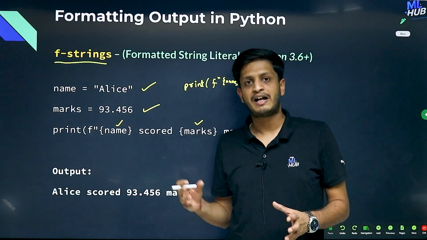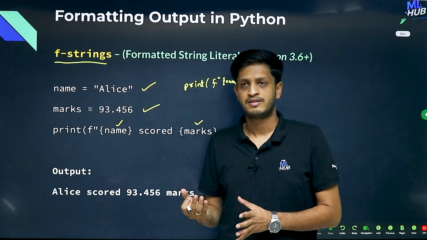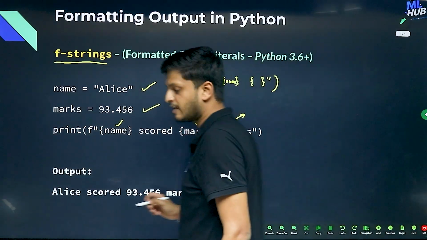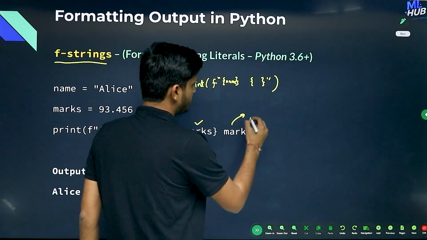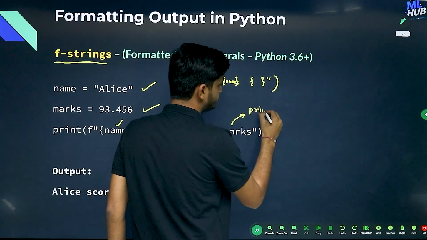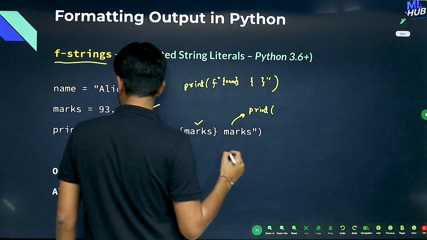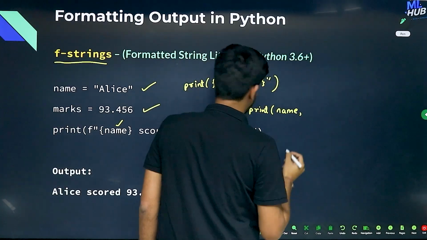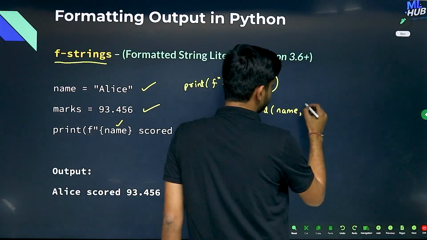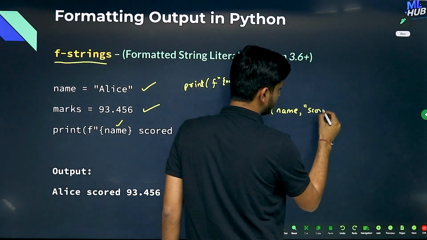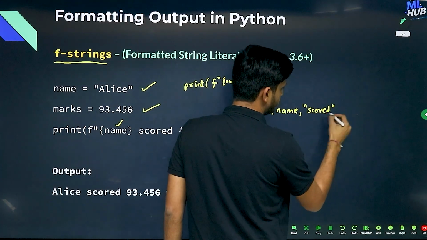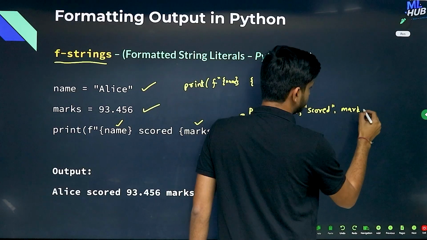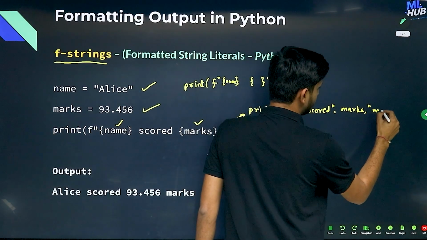So if you want to print the value of variables inside a string itself, there are 2 ways to do this. You can also have written like this. This statement would have also worked like this. I can write print name. So firstly I'll write name, then comma, then scored, the string is scored, then comma, then marks.